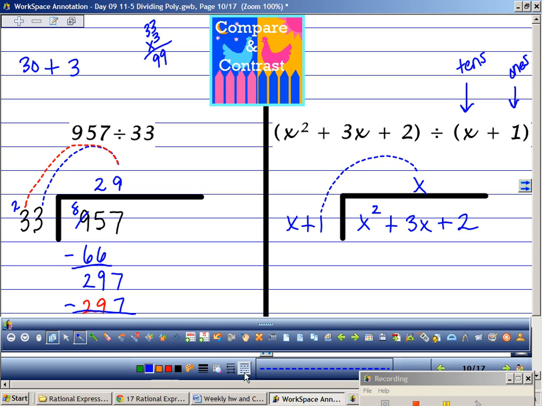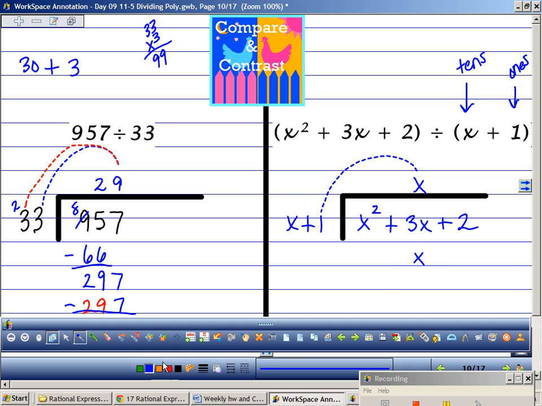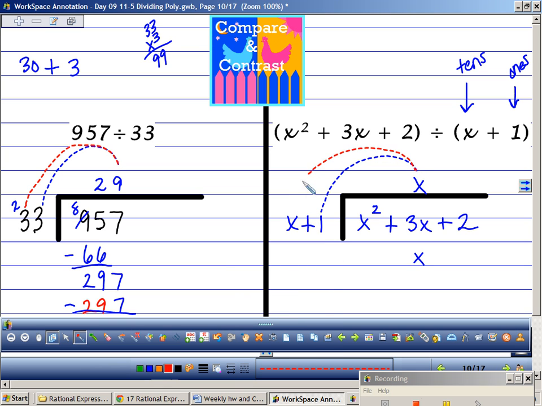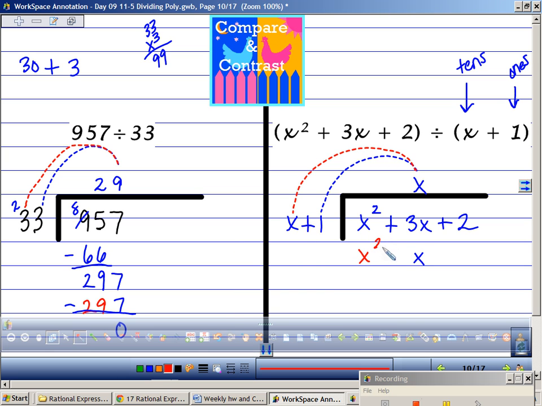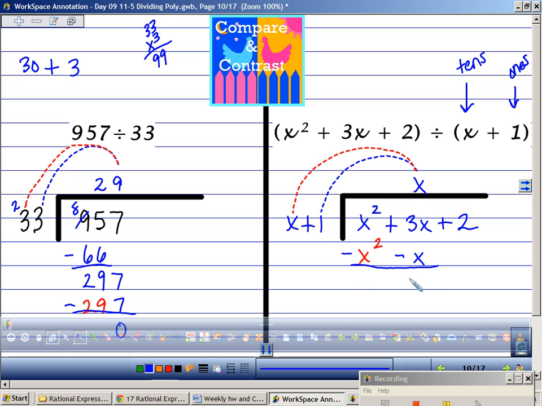Okay. So x times 1 is x. That's obviously going to go in the x column, right? Next one. Tens place. X times x is x squared. That goes right underneath the x squared. Draw the line and change the sign. So what's 3x minus x? 2x. This is just 0, so what do I need to bring down? Bring down a positive 2.